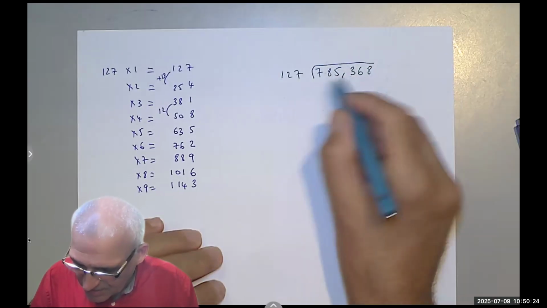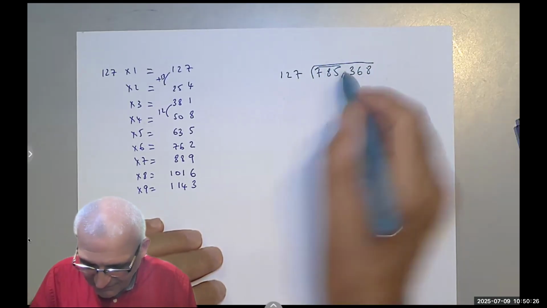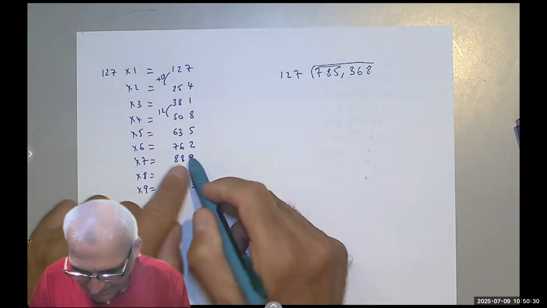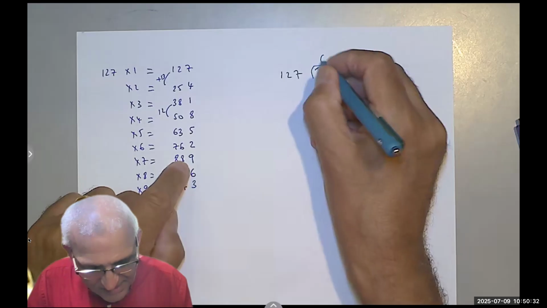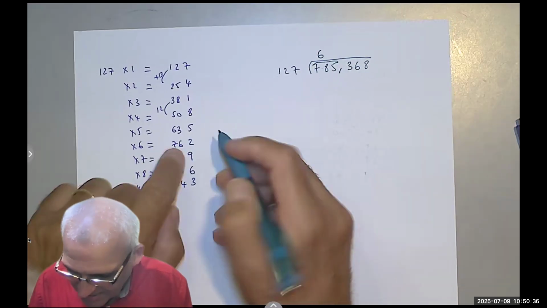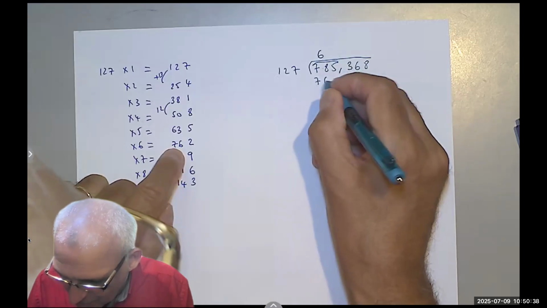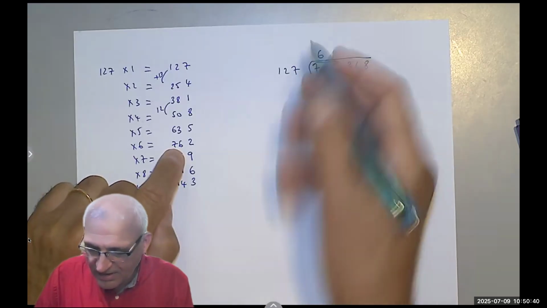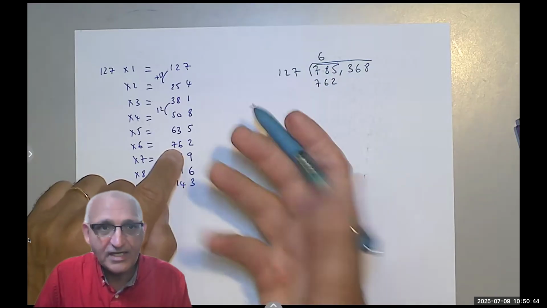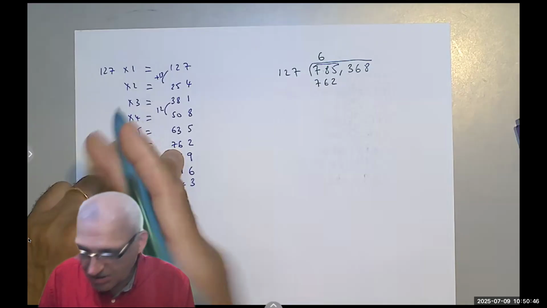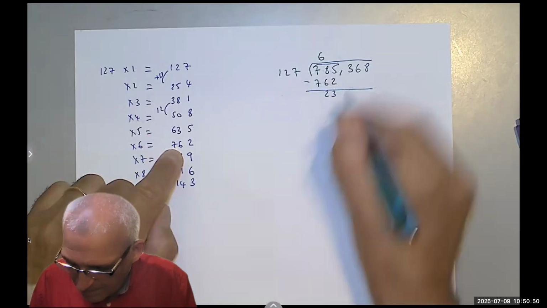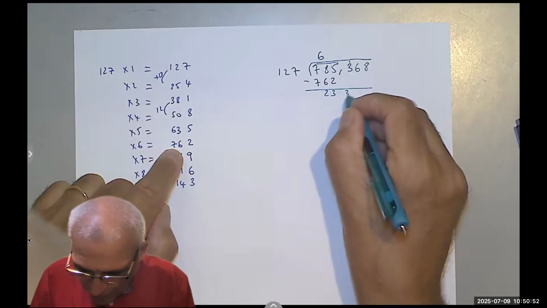We're going to use the first 3 digits, 785. 785 is higher than 6, but less than 7. So I start with 6. 6 times 127 is 762. Notice that if you were not doing that, you would have to multiply it. We already did that in an easier way, subtraction and addition. Subtract that, you get 23. Bring down the 3, you get 233.